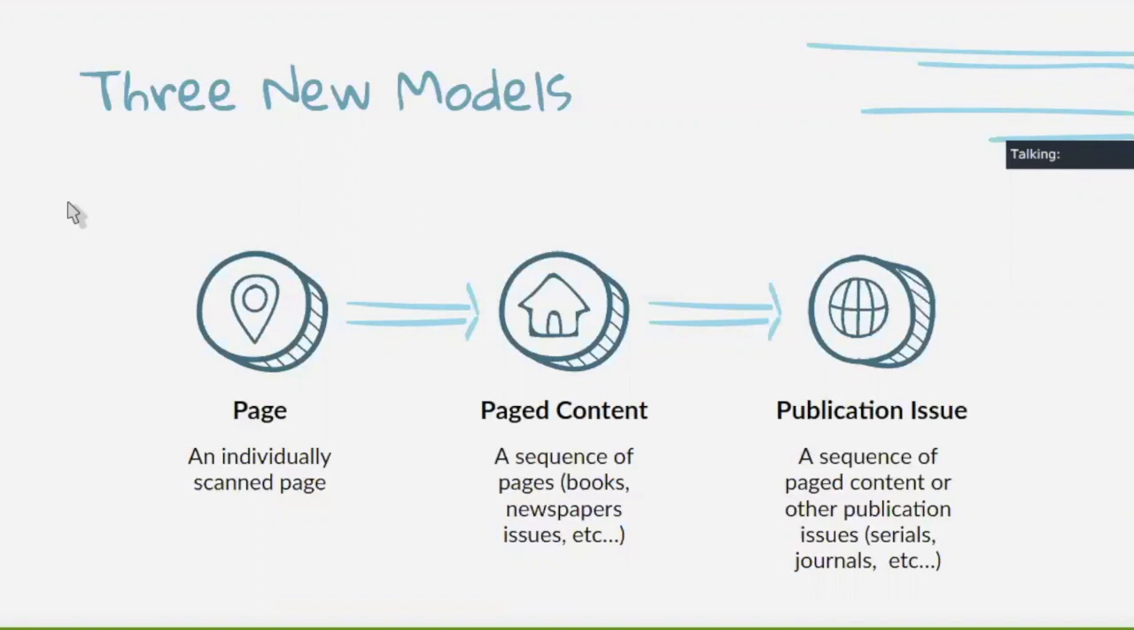The thing that you want the multi-paged viewer showing, right? That is your page content. And then we have another model that's kind of like the inception of that. We have the publication issue, which is a sequence of page content or other publication issues. So you can think of this as the serial or the journal itself, or the newspaper itself, and not an individual issue.